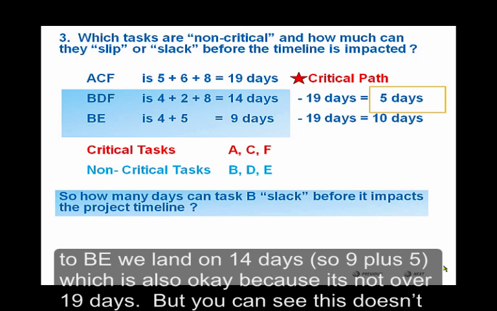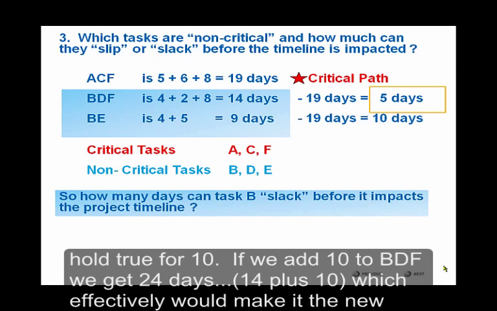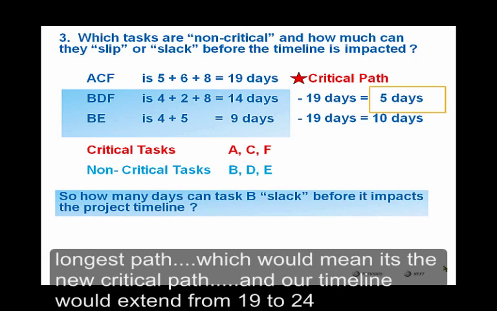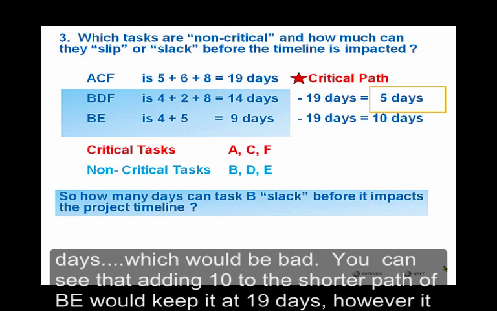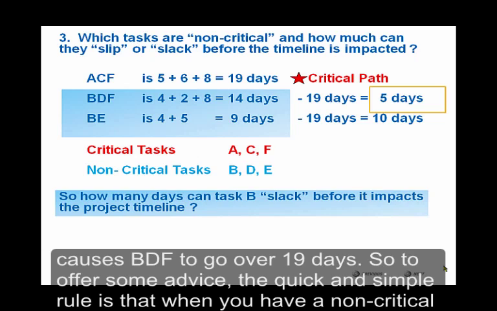But you can see this doesn't hold true for 10. If we add 10 to BDF, we get 24 days, 14 plus 10, which effectively would make it the new longest path, which would mean it's the new critical path, and our timeline would extend from 19 to 24 days, which would be bad. You can see that adding 10 to the shorter path of BE would keep it at 19 days. However, it causes BDF to go over 19 days.